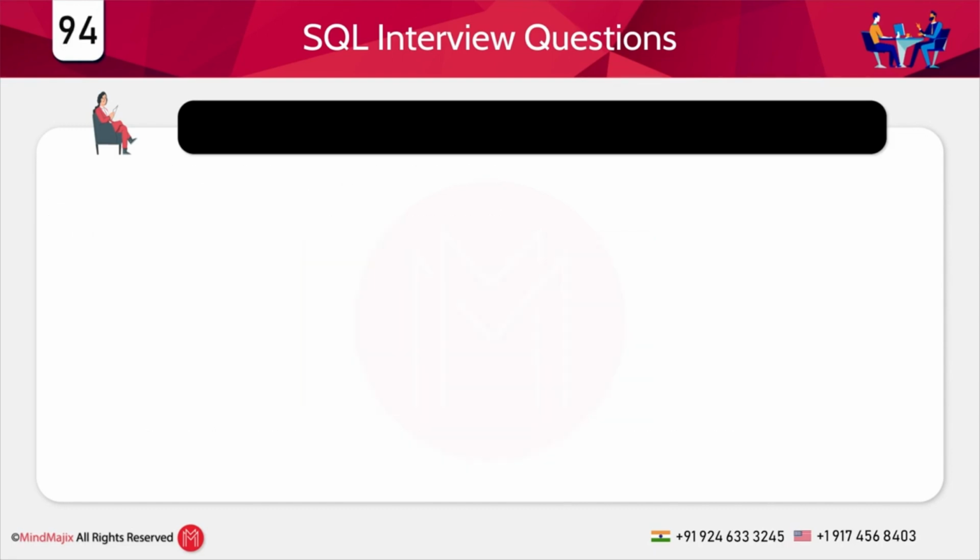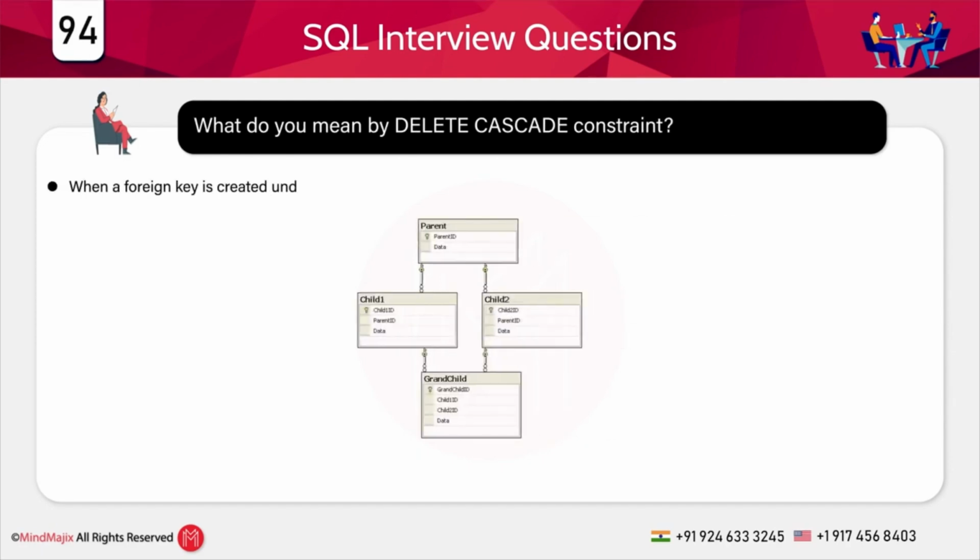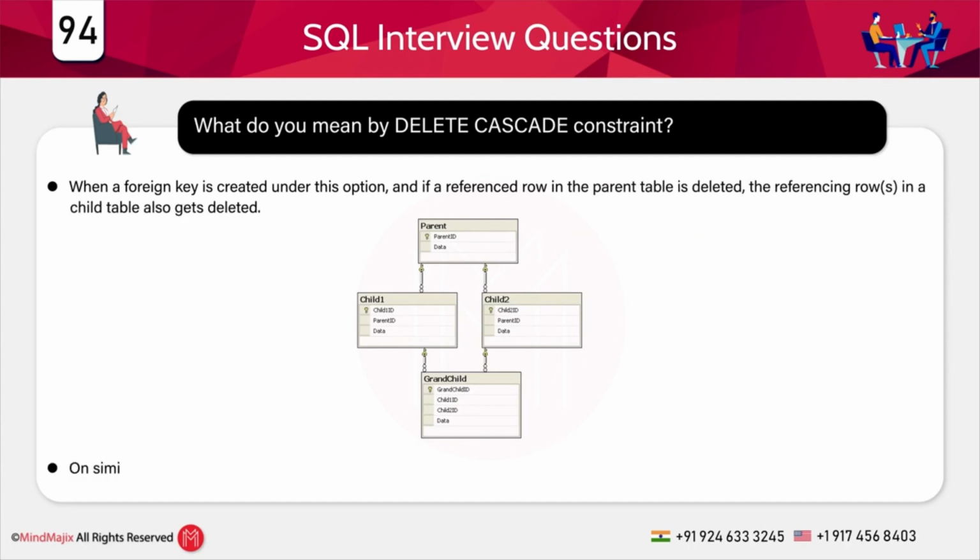The next question over here is, what do you mean by delete cascade constraint? When a foreign key is created under this option, and if a referenced row in the parent table is deleted, the referencing rows in the child table also get deleted. On similar lines, when a referenced row is updated in a parent table, the referencing rows in the child table also get updated.